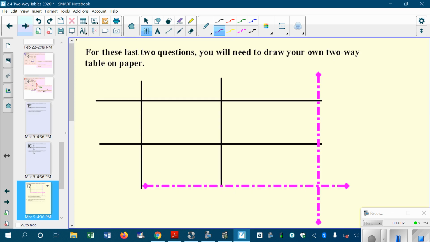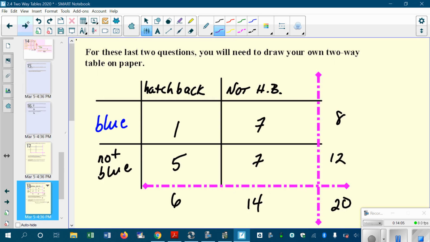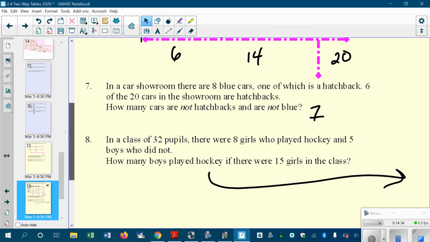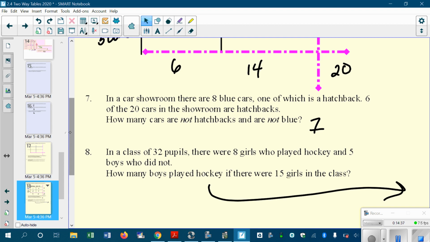All right, and then for these last couple, you had to really make your own chart. Now in this one, because I was just drawing myself, you might have had hatchback and not hatchback on the left edge, and then blue and not blue on the top. That's fine. Just check the corresponding boxes. You should have a 1, a 5, a 7, and a 7, and then your edge totals, okay? And then it did not ask you as a follow-up to figure out a probability. It just asked you to figure out a count. So that's actually kind of easier in some sense. There are 7 cars that were not hatchbacks and not blue.